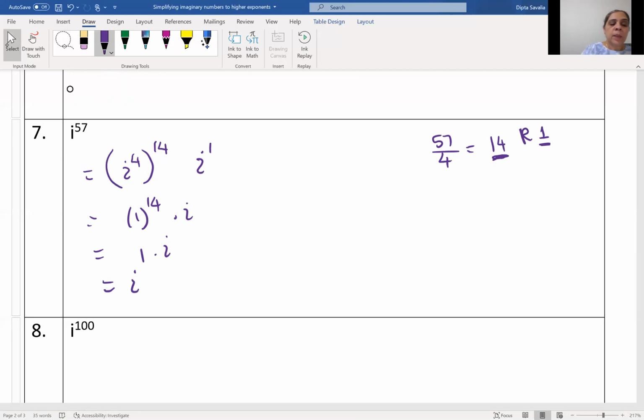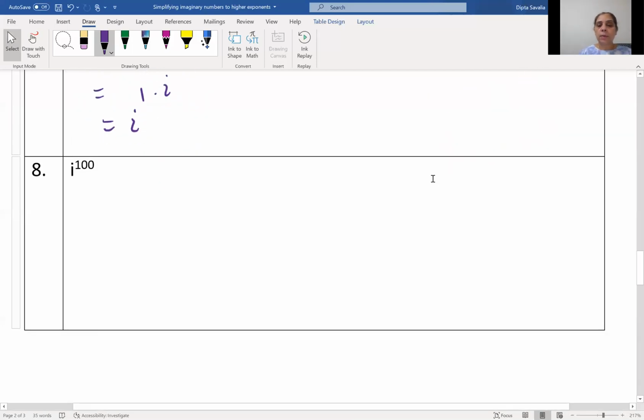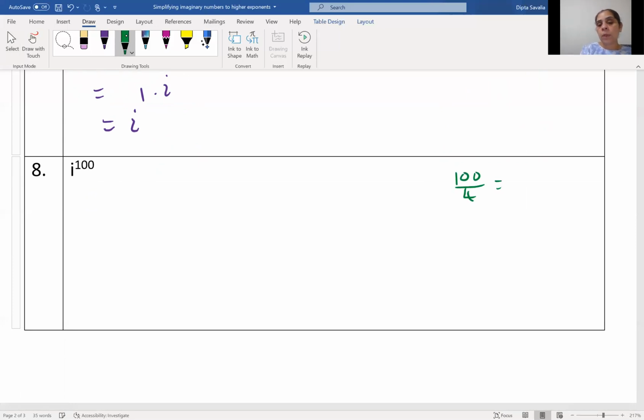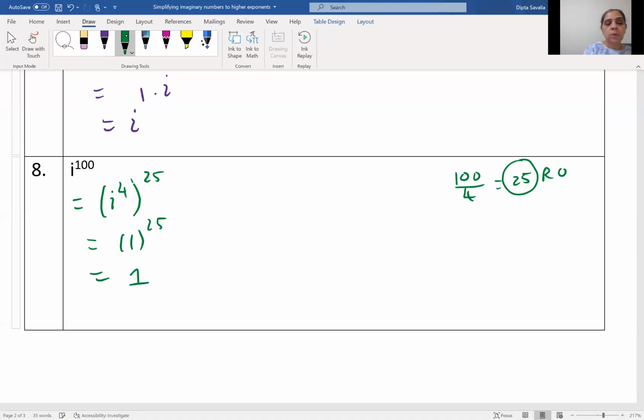Now let's see number 8. We have i to the 100th power. Can we divide by 4? Let's see, 100 divided by 4 is 25 times, so the remainder is 0. Nothing is left over. So we write i to the fourth power, and the exponent we write is 25. So i to the fourth power is 1 and 25th power, it is 1.